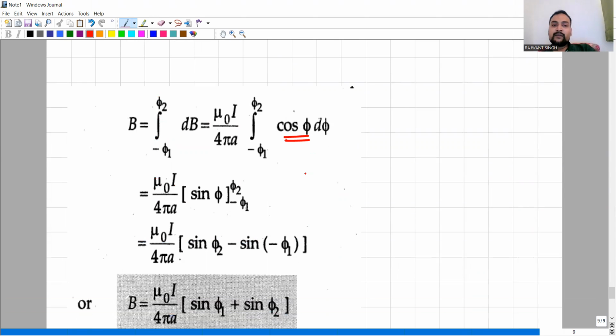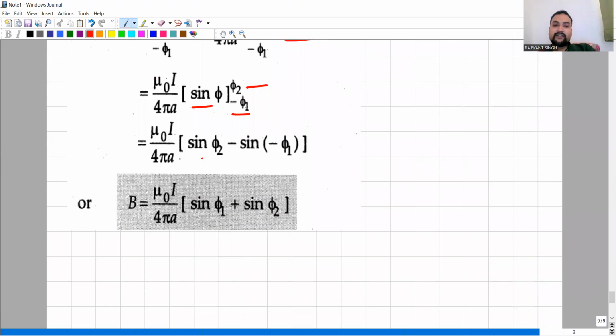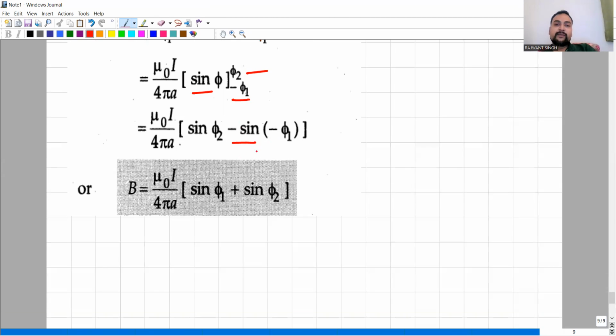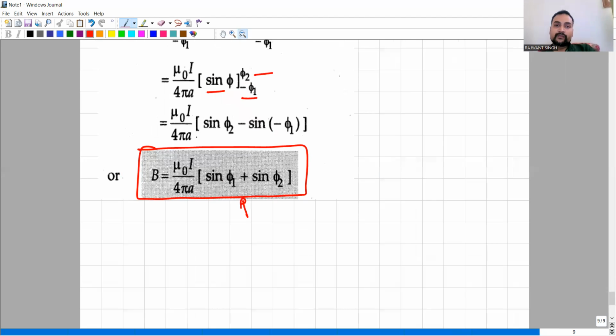Cos phi d phi will become sin phi. You put the limits as minus phi 1 to plus phi 2, and it will become sin phi 2 minus of sin of minus phi 1. Okay, so minus and minus will become plus. This trigonometry thing you already know, and this will be your final value: mu naught I by 4 pi a, sin phi 1 plus sin phi 2.